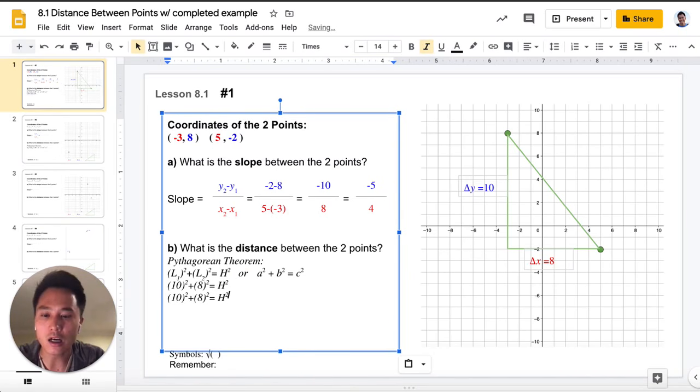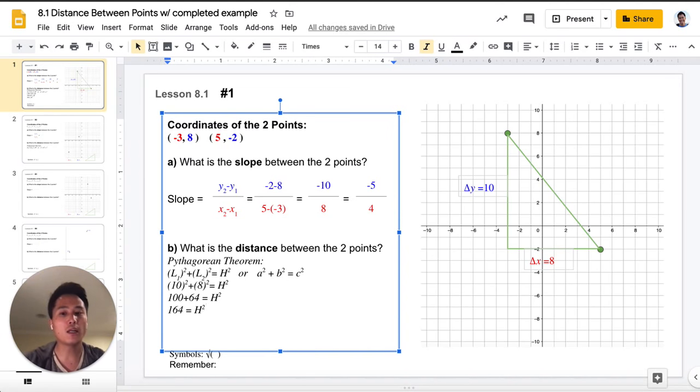I'm just going to copy paste again. 10 squared, that's 10 times itself. So 10 times 10 is 100. 8 squared, that's 8 times itself. So 8 times 8 is 64. So I'll say 64 here, and that's equal to the hypotenuse squared. That's what we're trying to solve for. I can continue simplifying. And copy paste again. 100 plus 64, that's 164 is equal to h squared.